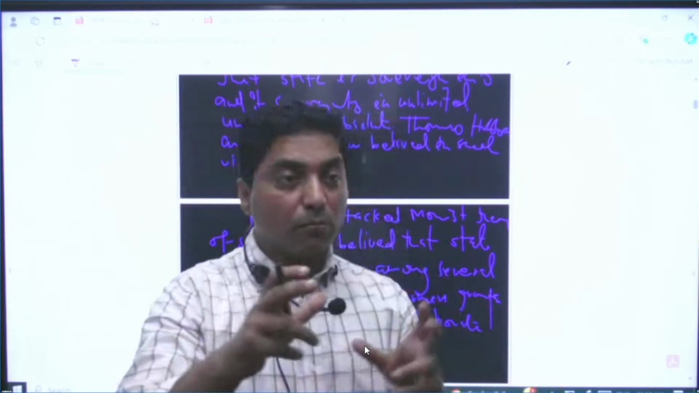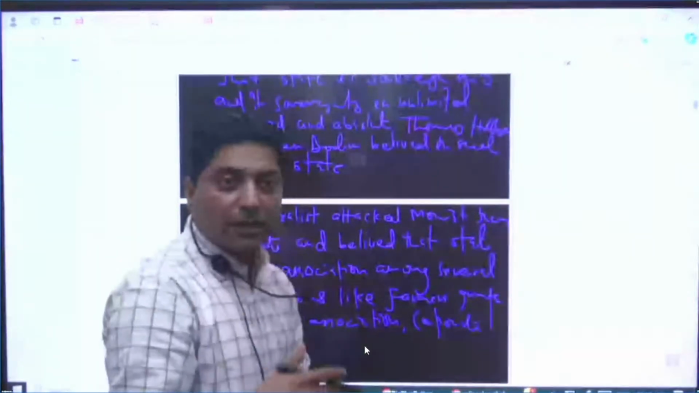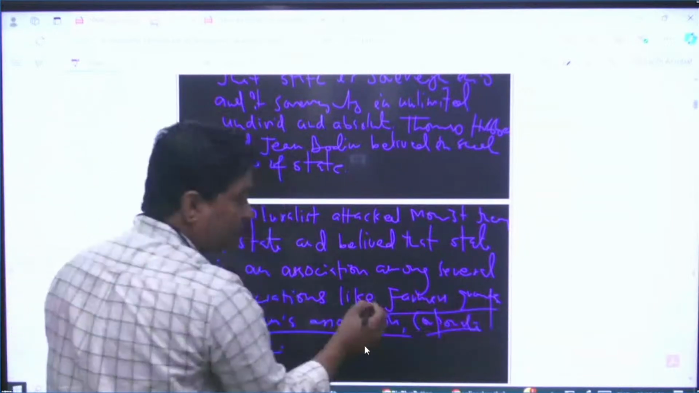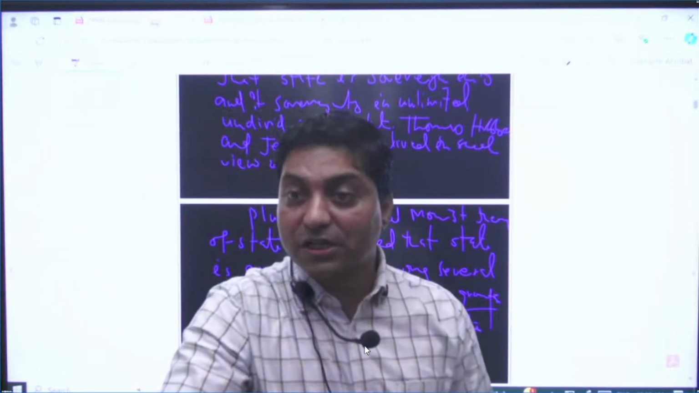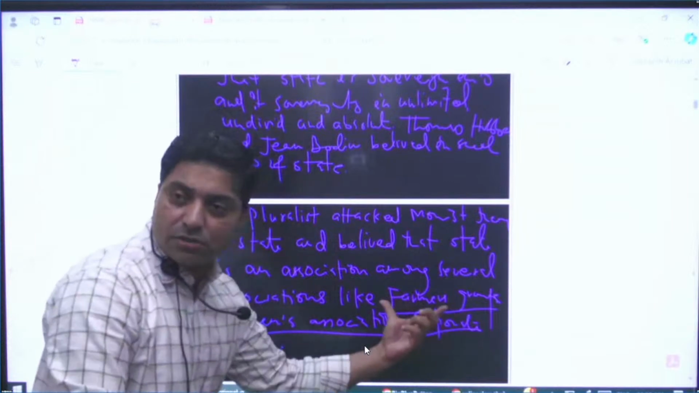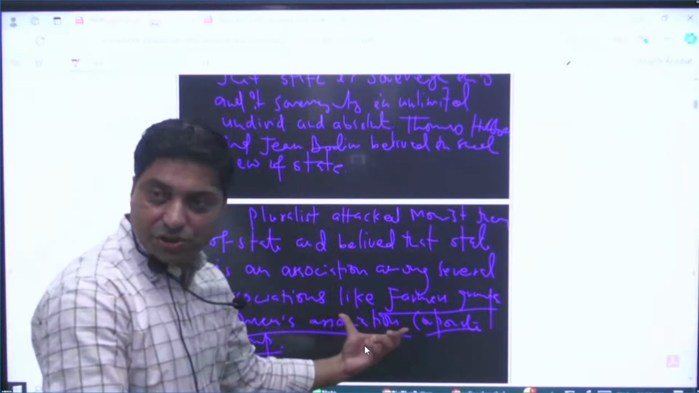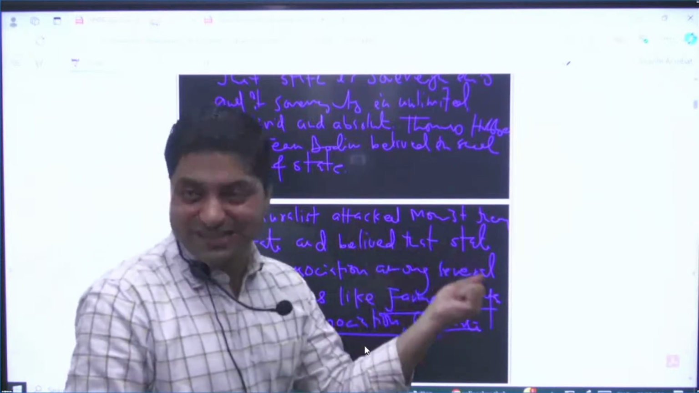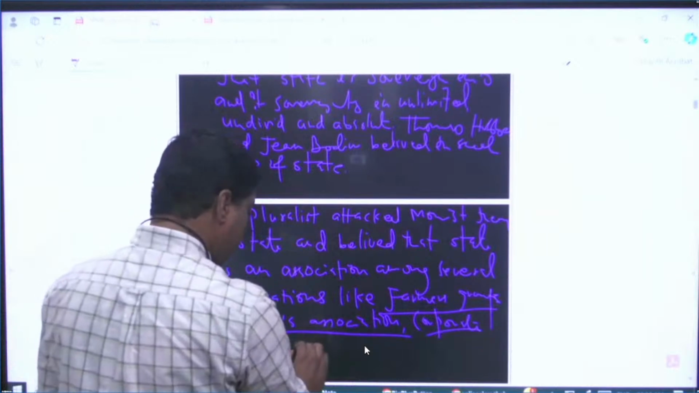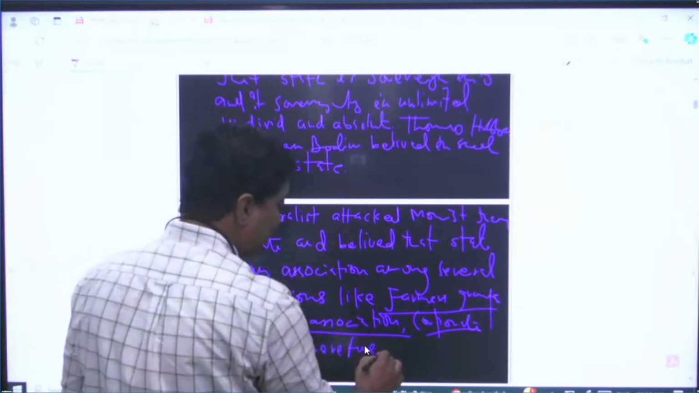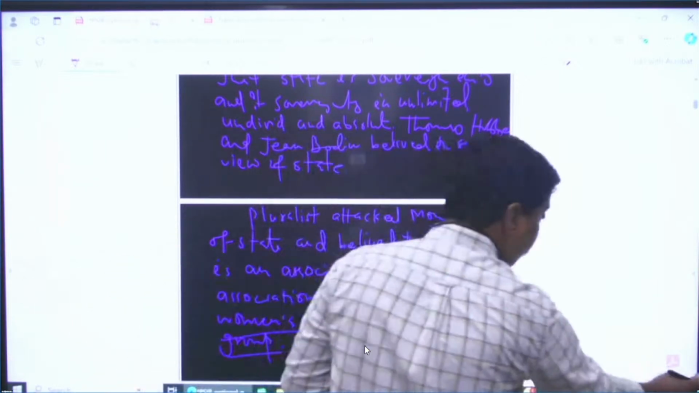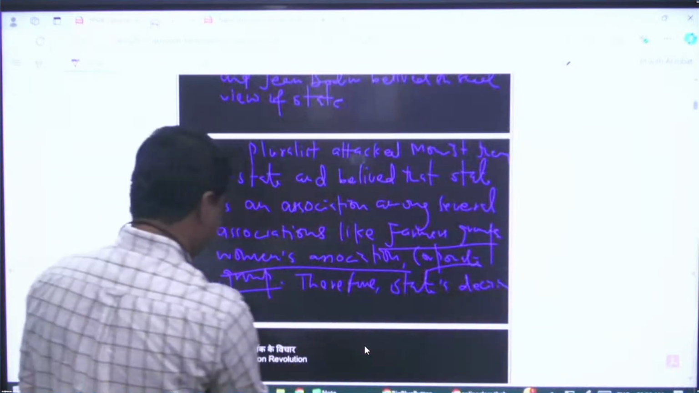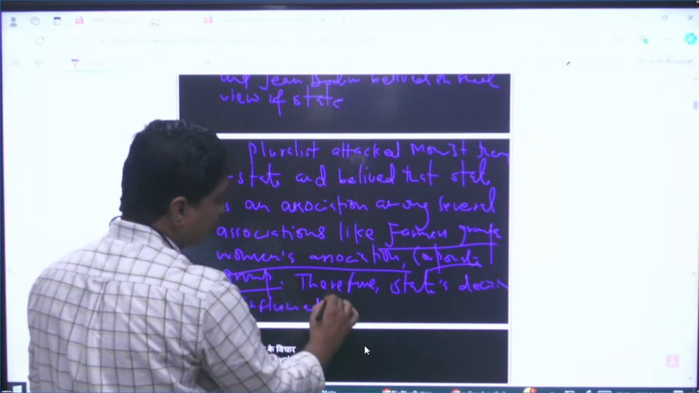How can a state be monistic? The state has to be plural, because all these organizations, corporate groups, women's associations, farmers' groups, influence the state, and a state takes decisions not on its own but also influenced by the farmers, corporates, women's associations, lawyers' associations. So the state is not sovereign or monistic, but it is pluralistic. Therefore, a state's decision is influenced by these organizations.